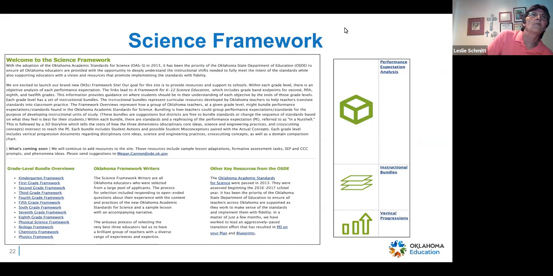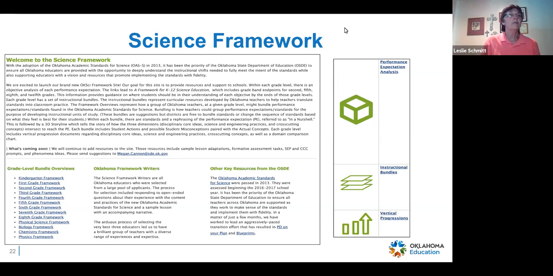Our science framework, again, similar in layout, begins with a general page. One of the things that you'll notice in the science, and I'll also present briefly the social studies framework. Social studies is only about 3 weeks old. It's brand new. But there is an in a nutshell piece in the science and social studies frameworks that's also helpful in summarizing what you want to be your end goal.